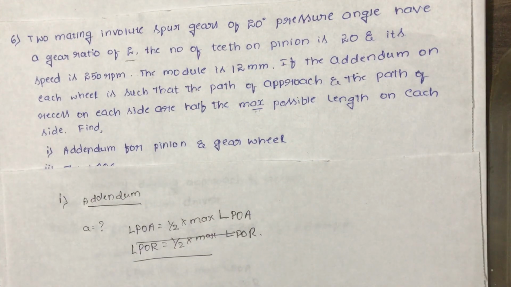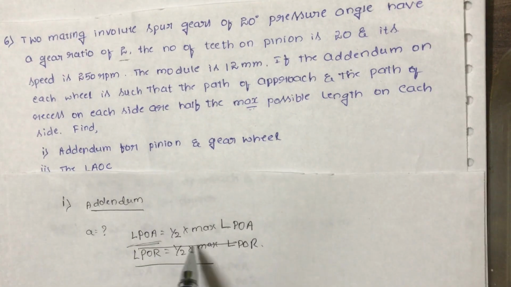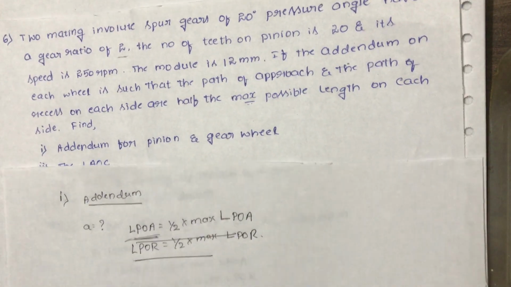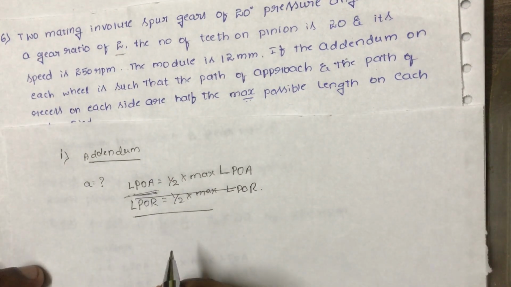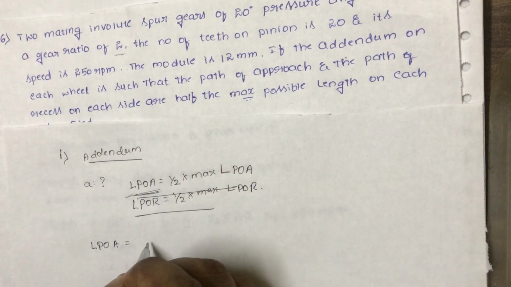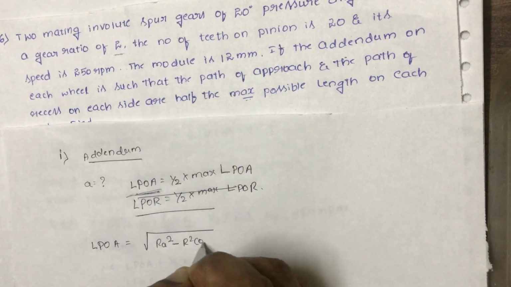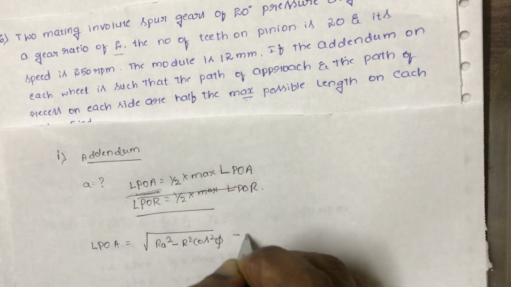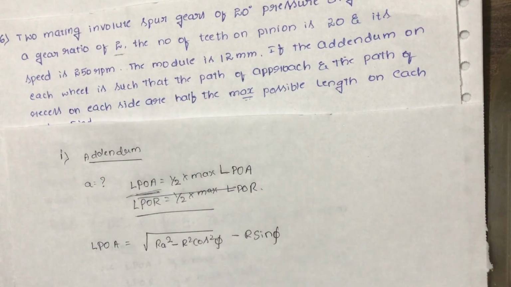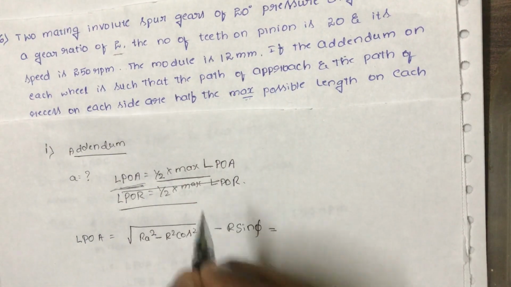Okay, you can find out by using length of arc of contact or length of path of contact and length of path of approach or length of path of recess. In this case, he has only given that you need to find out with the help of length of path of approach and length of path of recess. Okay, so what is the formula for length of path of approach? LPOA is equal to square root of RA square minus R square cos square phi minus R sin phi. Okay, so this is equal to half of maximum length of path of approach.